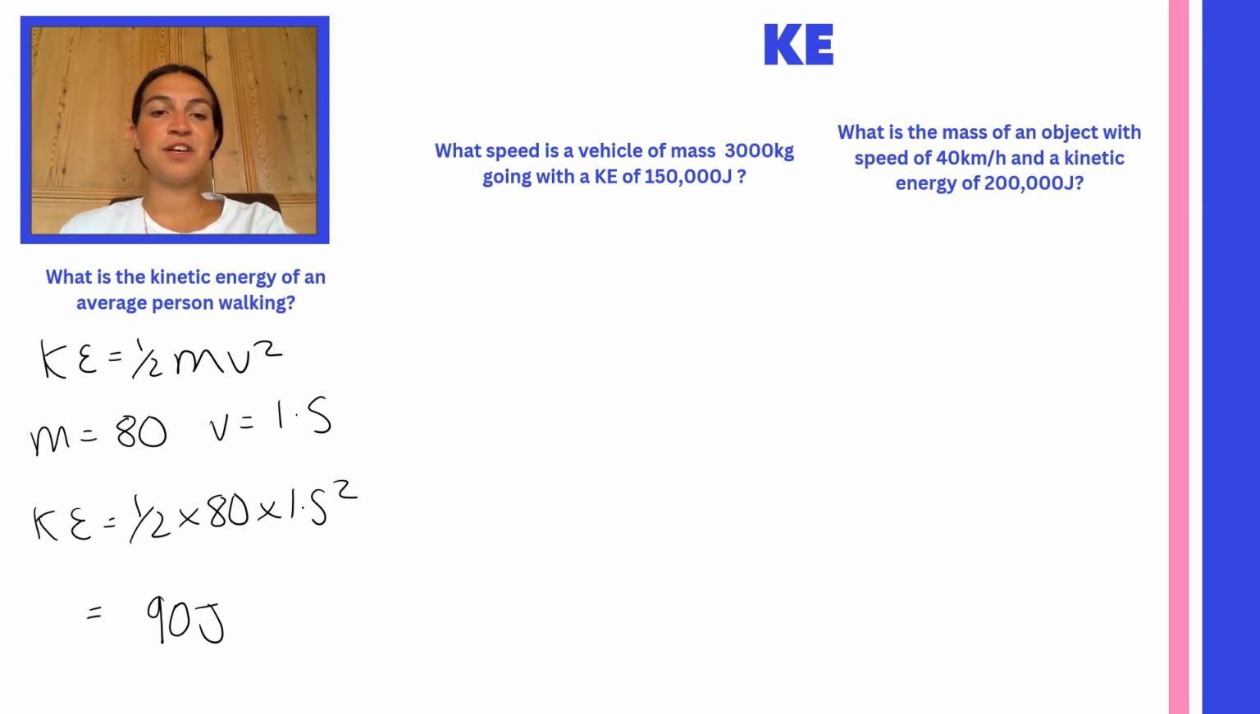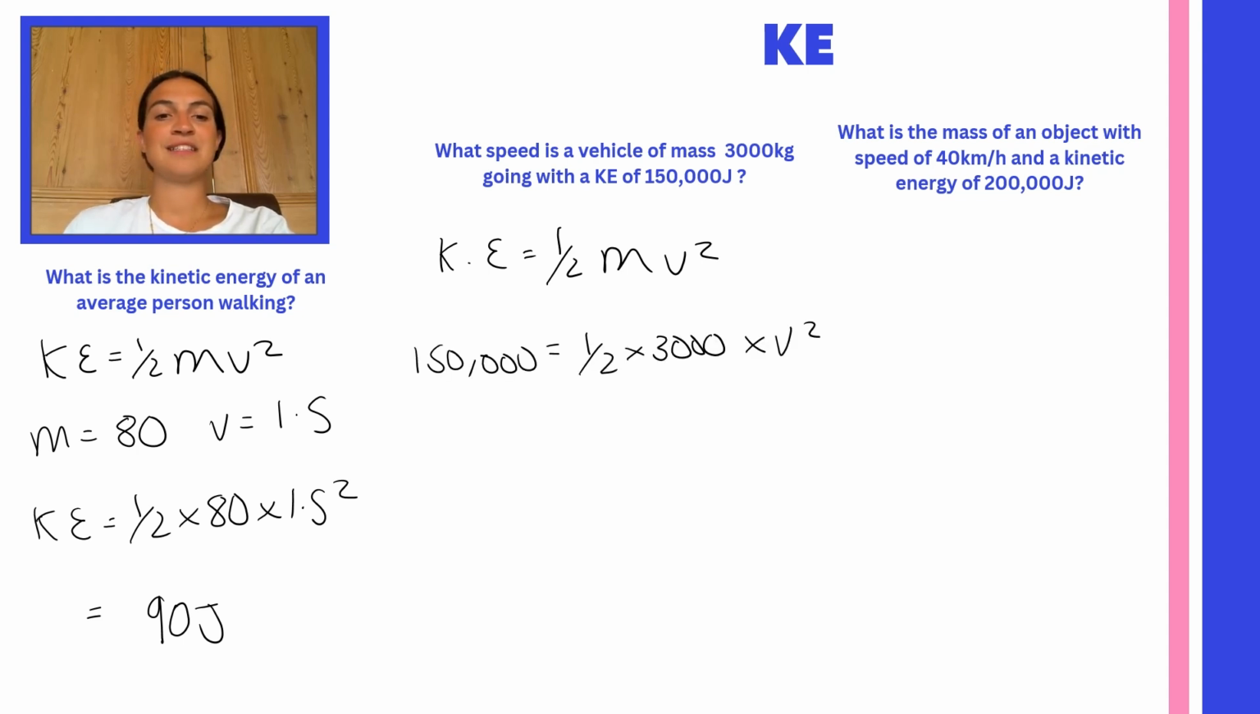Okay, question number 2. What is the speed of a vehicle of mass 3,000 kilograms going with a kinetic energy of 150,000 joules? So let's write out my equation. Half mv squared. And now that 150,000 joules is my KE. So that's equal to a half times the mass 3,000 multiplied by v squared.